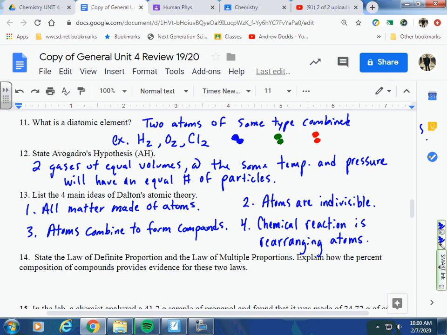Okay, and then Dalton's atomic theory, four main ideas from that: all matter is made of atoms, atoms are indivisible, atoms combine to form compounds. When we do that, we rearrange the atoms. This is a chemical reaction.